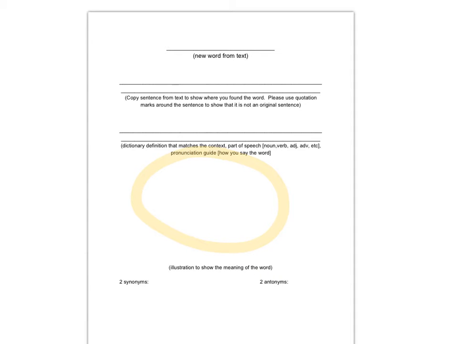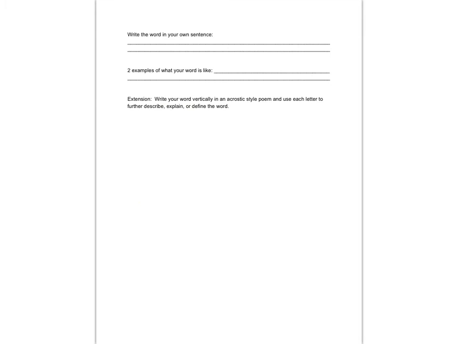Next, we're going to introduce the word pellucidly, a word that I learned reading Anne of Green Gables, and then we're going to go through the template step by step, fill it in, and learn this word. This is the second page of the template. It's write the word in your own sentence, 2 examples of what your word is like, and space for your acrostic style poem. So let's look at a word that I learned this summer.